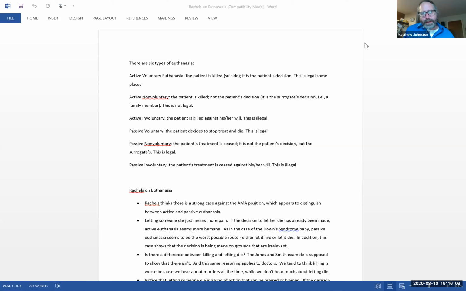The only reason it's on the list is because some people think that if you legalize active voluntary, or especially active non-voluntary, if you legalize one or both of those, it will lead to involuntary. That is, people will be killed against their will if you allow the other things to happen. There are a lot of people that argue that might occur. So that's why you kind of need to consider that a little bit.